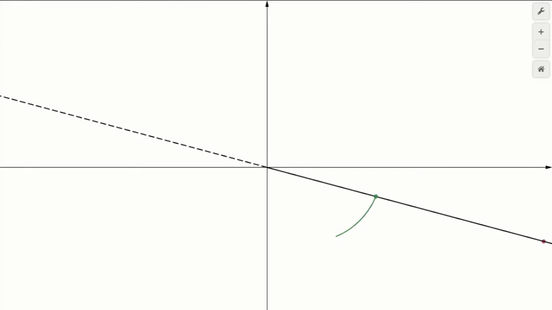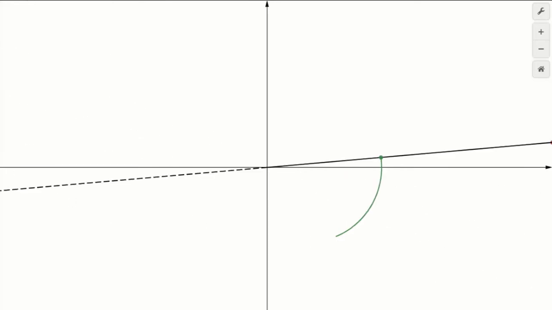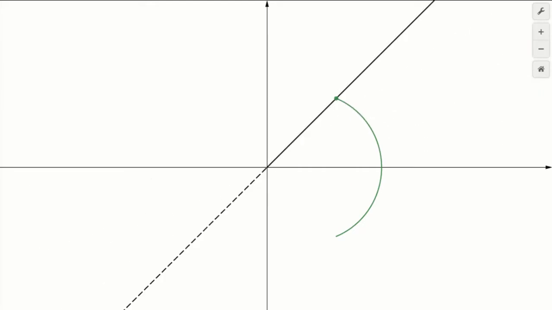As I'm going from negative pi over 4, that's my start right here, and I'm ending right there at a positive pi over 4. So this is positive pi over 4. We're starting at negative pi over 4 down here, and we're ending at positive pi over 4. What's the length of that curve? That's what this question is asking.